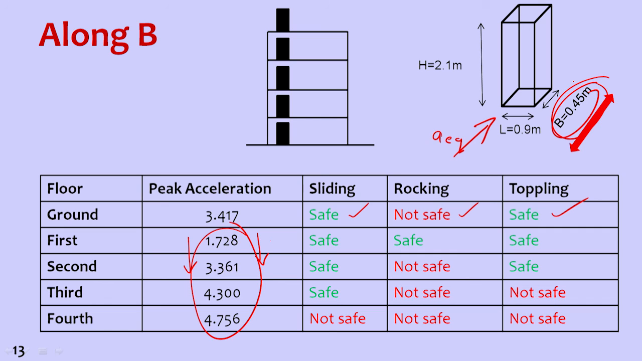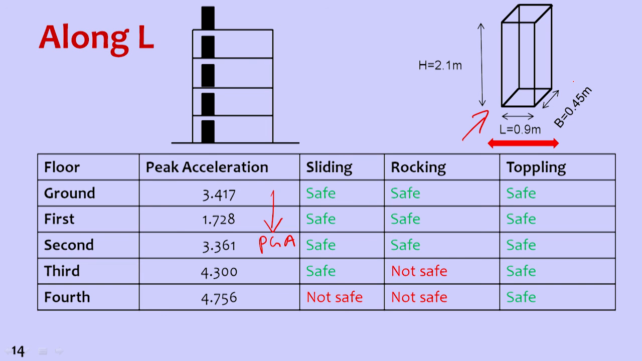Now here is a table for when the element is kept along the B direction. For this example we are keeping PGA constant, but in reality the earthquake has a different PGA value in two different directions; for the calculation here we kept it the same. So there is no change in PGA for the floor, but by just changing the dimension or the direction of a non-structural element, we can see the safety of the element in sliding, rocking and toppling for different floors changes. So the placing of the element on a particular floor will decide whether it is failing because of sliding, rocking or toppling. Thank you.